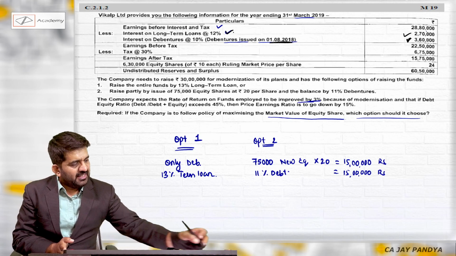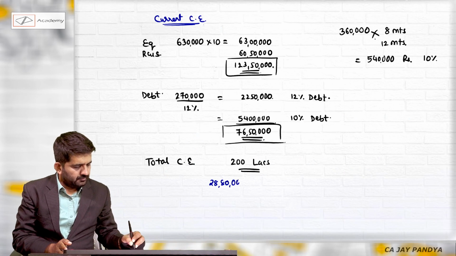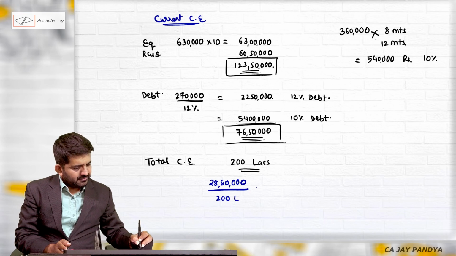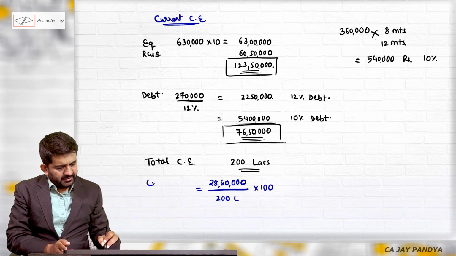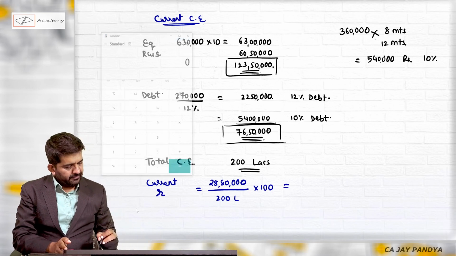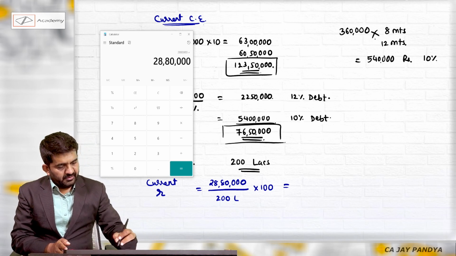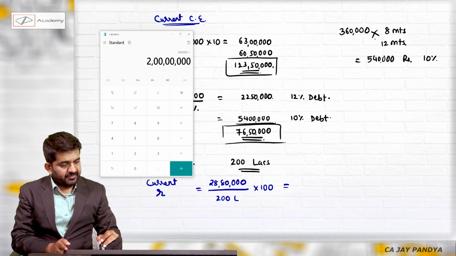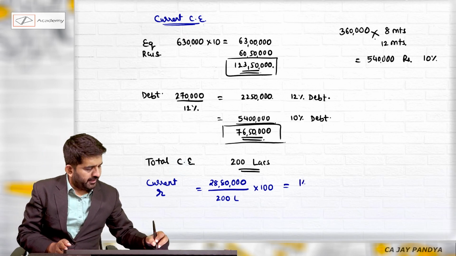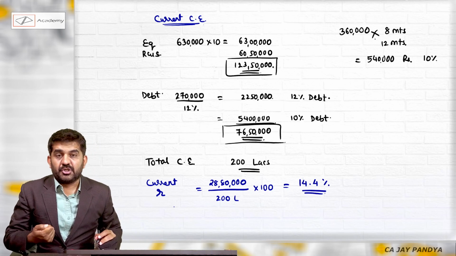Your EBIT is 28,80,000 upon total capital employed of 200 lakhs, multiplied by 100, is your current R or ROCE. 28,80,000 divided by 200 lakhs multiplied by 100, which is 14.4%. Please understand, this is the current situation.